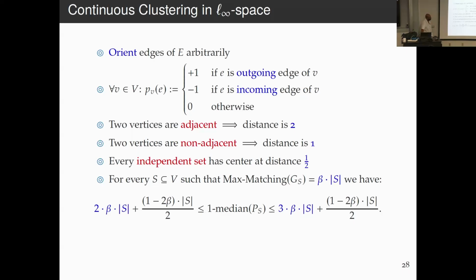E dimension. And the number of points is the number of vertices. So I want to convince you of, say, the lower bound, and then the upper bound sort of automatically follows. So let's look at the lower bound. And again, we are trying to compute the median of S. The median is the center at distance half, because S is some independent set.